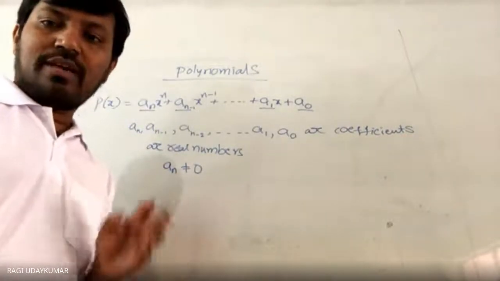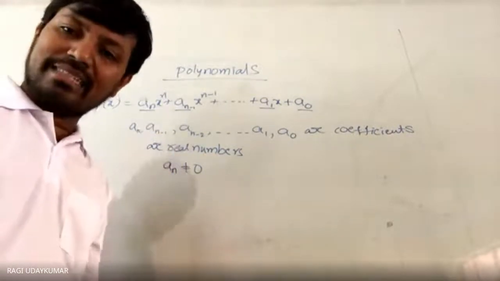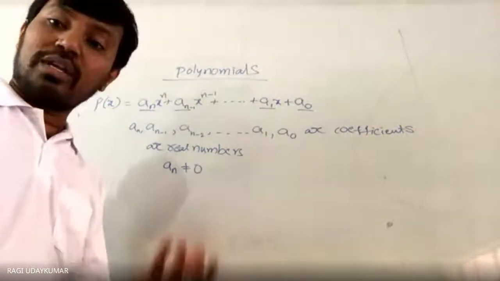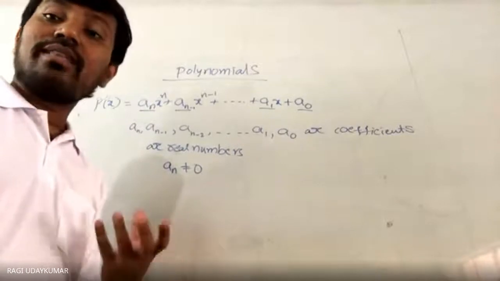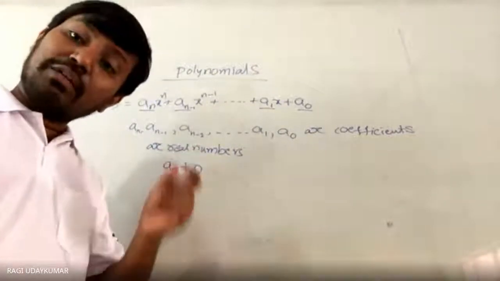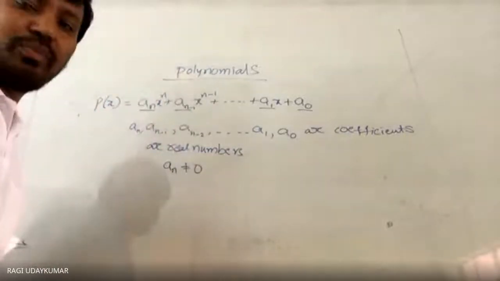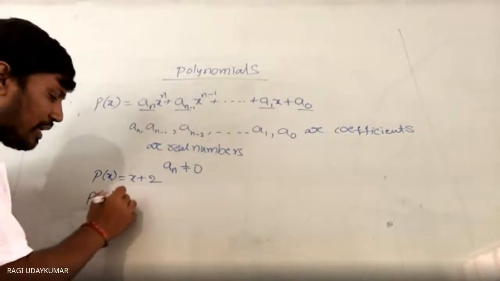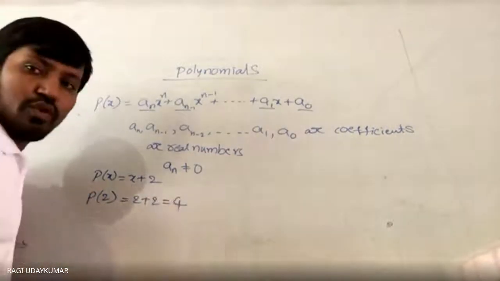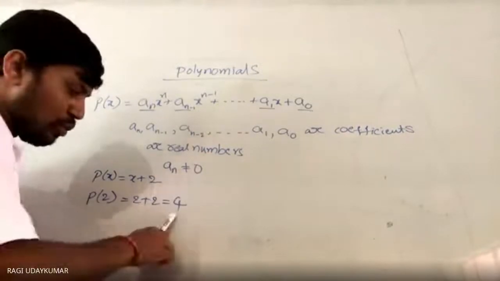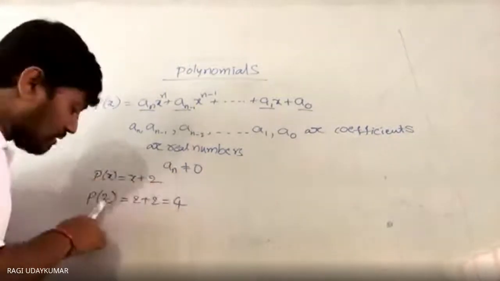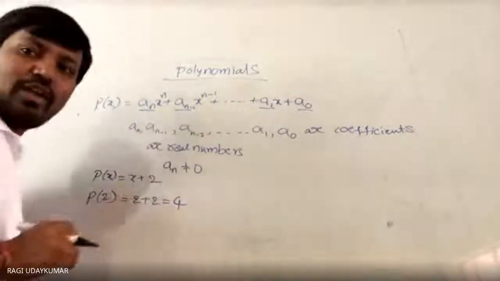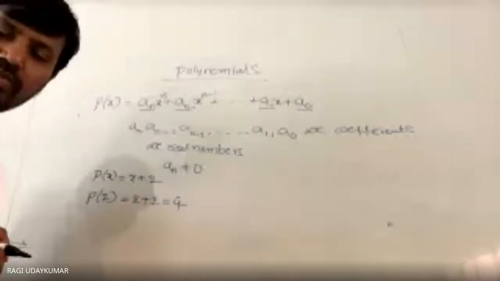Next, the value of the polynomial. The value of the polynomial is what you get when you substitute any number in the place of the variable x. As an example, if p of x is equal to x plus 2, then p of 2 gives 2 plus 2, which is equal to 4. So 4 is the value of this polynomial at x equals 2. Did you get my point?